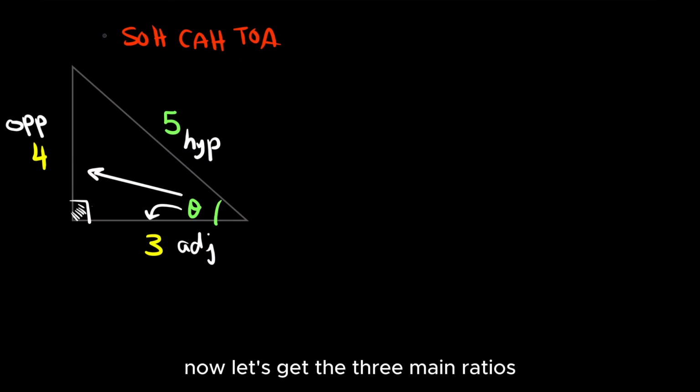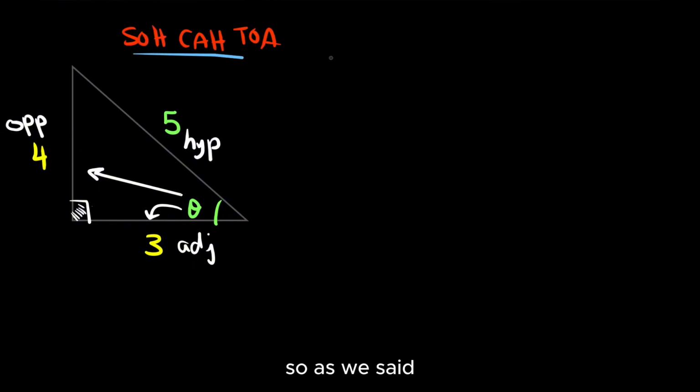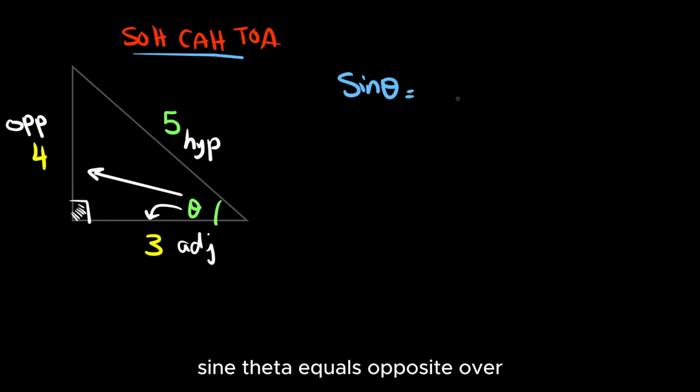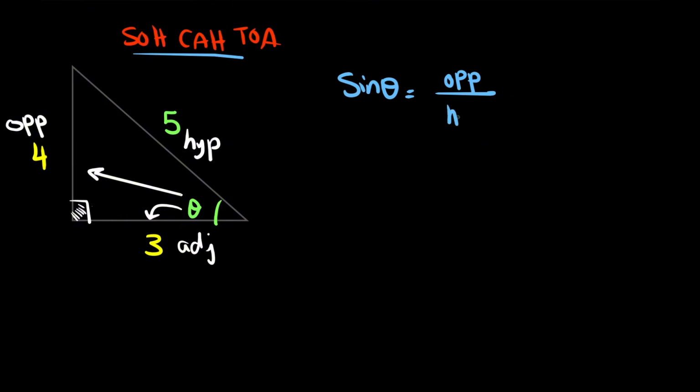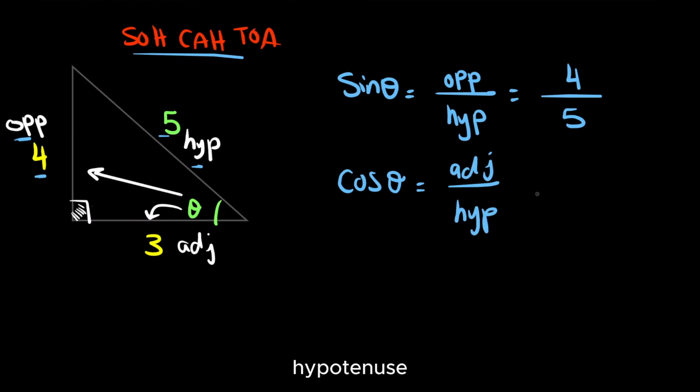Now let's get the three main ratios based on the SOHCAHTOA expression. So as we said, sine theta equals opposite over hypotenuse. So the opposite side is 4. The hypotenuse is 5. Now for cosine theta, we said it's adjacent over hypotenuse. Adjacent is 3. Hypotenuse is 5.